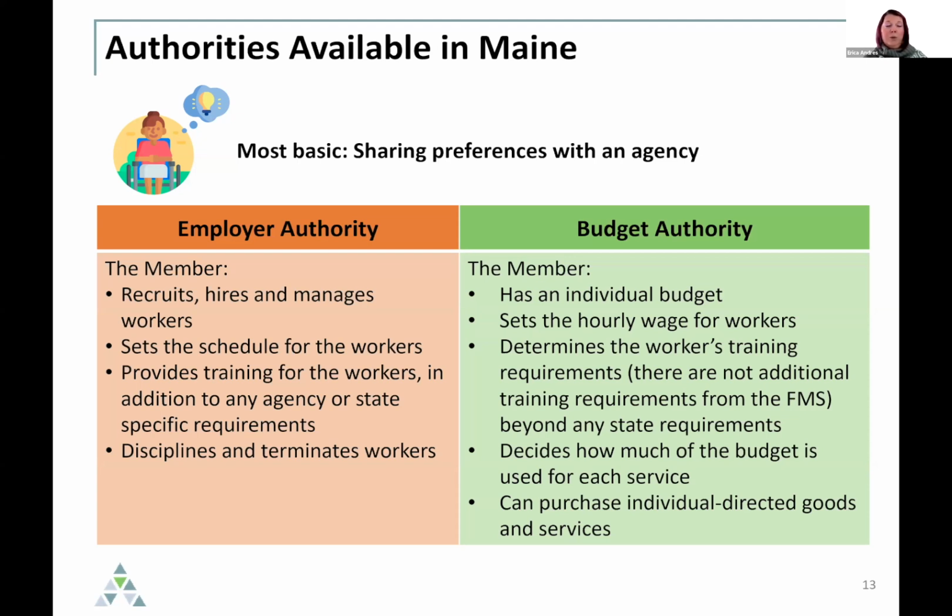But in addition to employer authority, in Maine, you also have this really cool thing called budget authority. So each person in Maine has an individual budget. With that individual budget, you get to set the hourly range for the workers, obviously within state minimums and maximums. You get to determine the workers' training requirements beyond any state requirements that are there. You get to decide how much of the budget is used for each service and how much you want to put towards each thing. And you can also purchase those individualized goods and services.